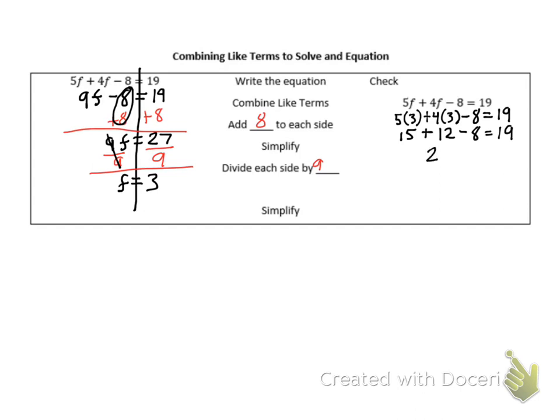5 times 3 is 15 plus 4 times 3 is 12 minus 8 equals 19. 15 plus 12 is 27. 27 minus 8 is 19. So yes, that definitely works out. We have found the right answer.